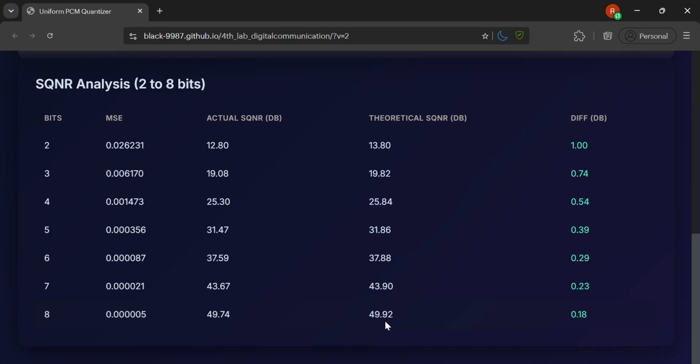One important observation is that the actual SQNR is always slightly lower than the theoretical SQNR. This is expected because the theoretical value assumes an ideal quantizer, while the simulation includes practical numerical approximations.